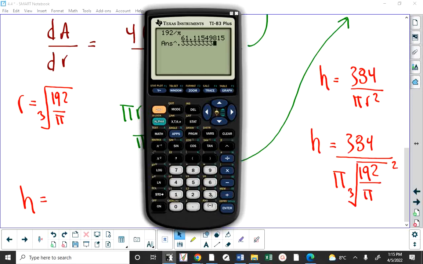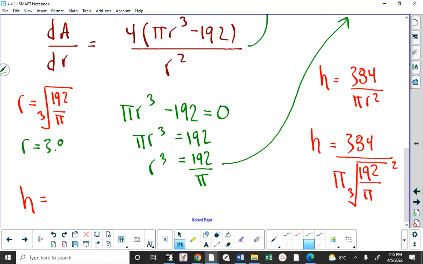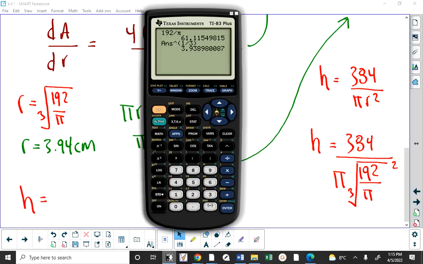If you want to use the cube root function on your calculator, you can. If you want to take the answer raised to bracket 1 over 3, that's another way you could calculate the cube root. Anyway, we get 3.94 centimeters. And if you want to find the height, now we can take that number and put it into h equals 384 over pi r squared.